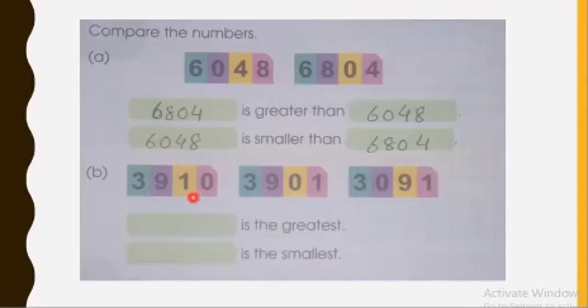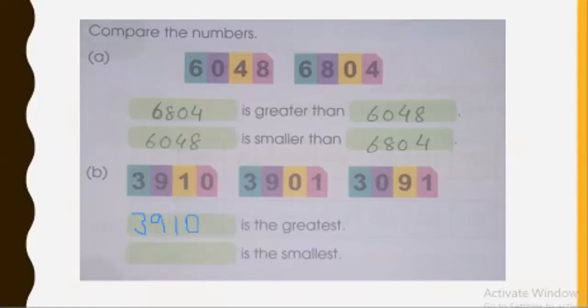Now let's compare these two numbers. 1, 0. Now just tell me which is the greatest value. Yes, this is the greatest value. 3910 is the greatest value in these three numbers. So let's write it. 3910. Don't laugh at my handwriting, my students. I told you.